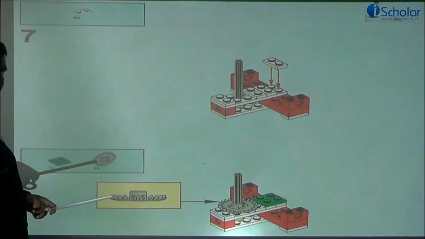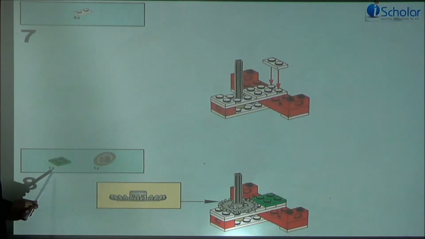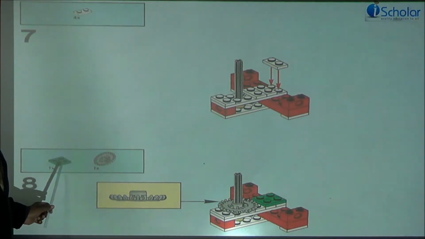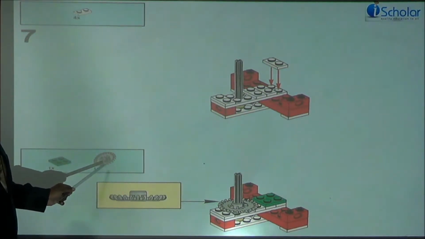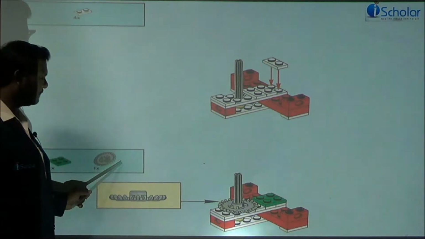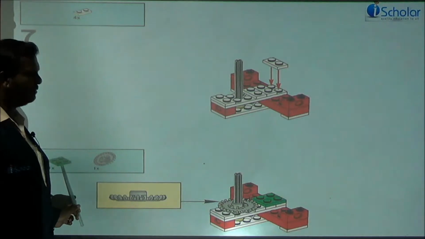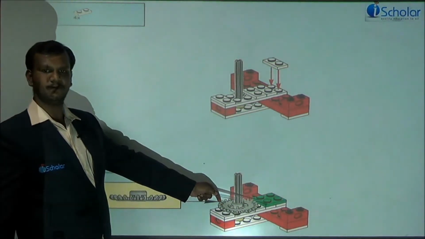Fine. In step number 8, you have to take from your kit 4 dotted thin green color building blocks. Can you see? And you have to take the 24 pin gear. Now what you have to do, take the green block and just press it on the other side.